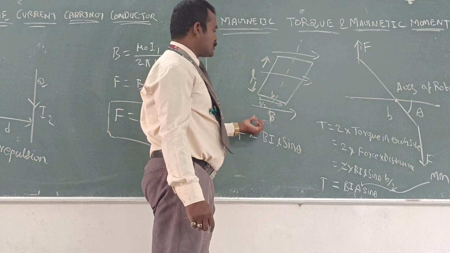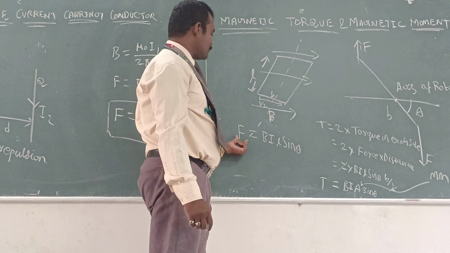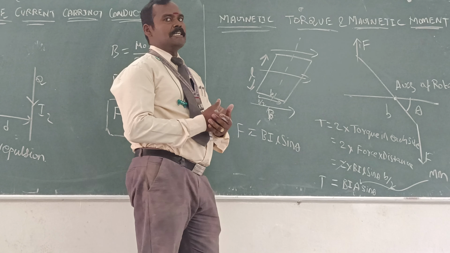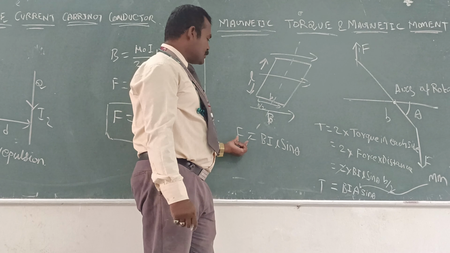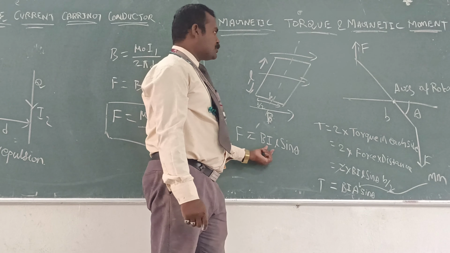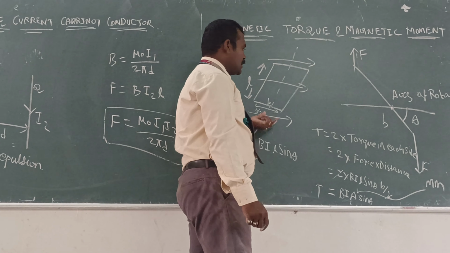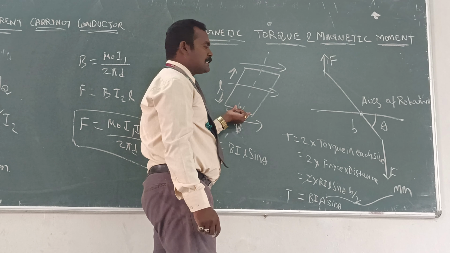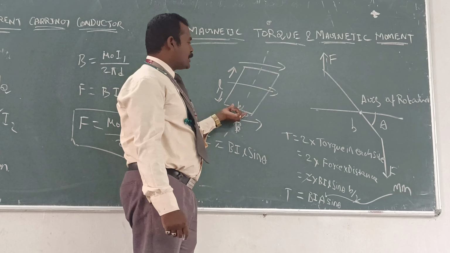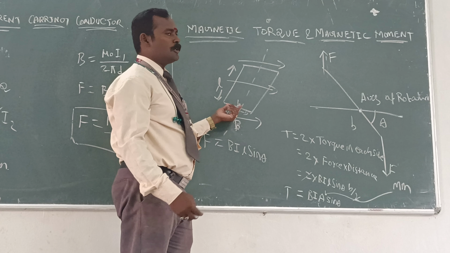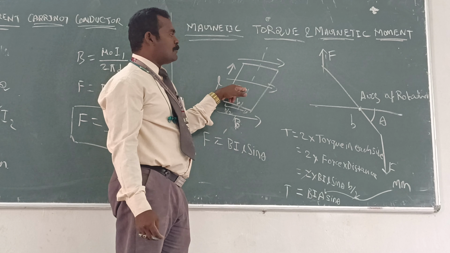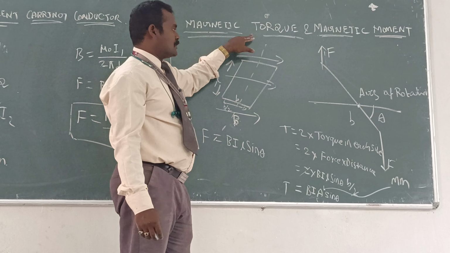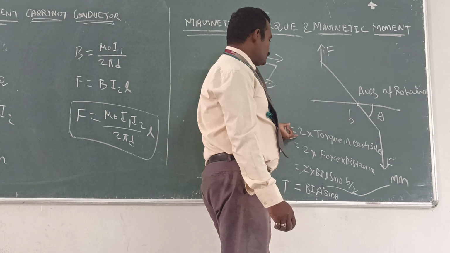The rotational force we can calculate from the usual formula, F equals BIL sin theta, which is the force on a current carrying conductor that we already derived. Due to that force, the rectangular coil tries to move, and finally it rotates. That is because of the developed torque, which we call the magnetic torque. We can find it through this expression.